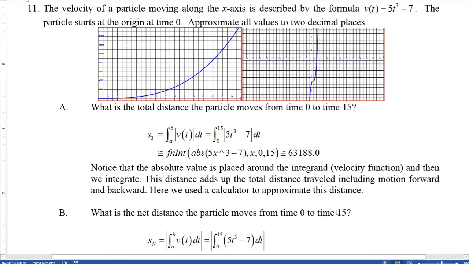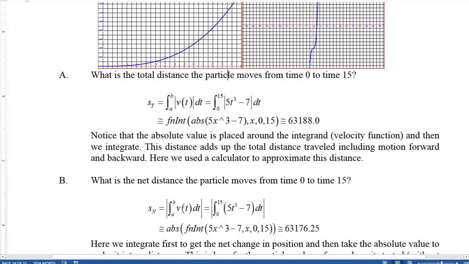The net distance it travels is, you integrate the velocity first and then take the absolute value. So if you integrate the velocity from 0 to 15, we get 63,176.25, which is the position to the right. And then, of course, take the absolute value. It doesn't change. It's still that far from 0.